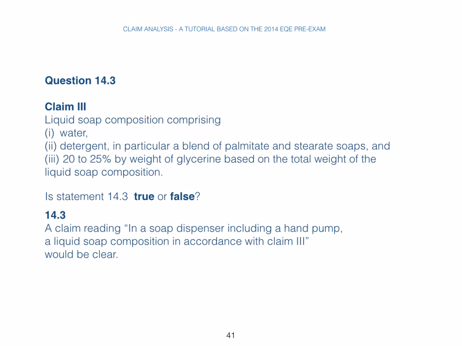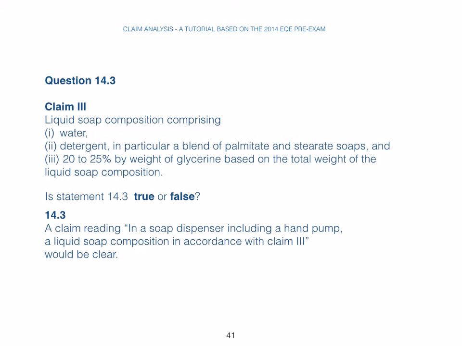Turning now to question 14.3. Here the examiners introduce a new possible claim which is related to claim 3, and the new claim reads as follows: in a soap dispenser including a hand pump, a liquid soap composition in accordance with claim 3. And the question is, would that claim be clear? Clarity, by the way, is a requirement of Article 84 EPC.